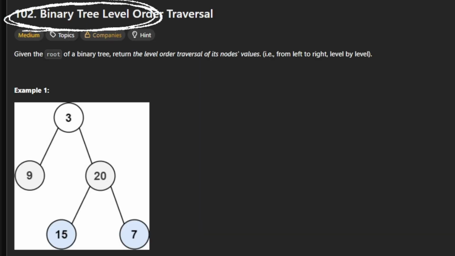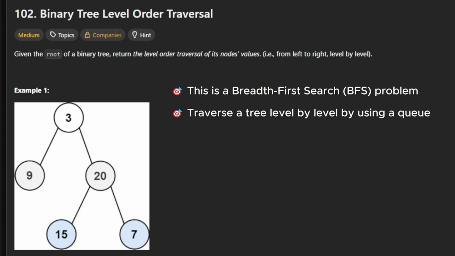We also solve LeetCode 102, binary tree level order traversal. This is the breadth-first search problem, where we traverse the tree level by level instead of going depth first. The task is to return the values of each level in a binary tree as a list of lists, from left to right, level by level.